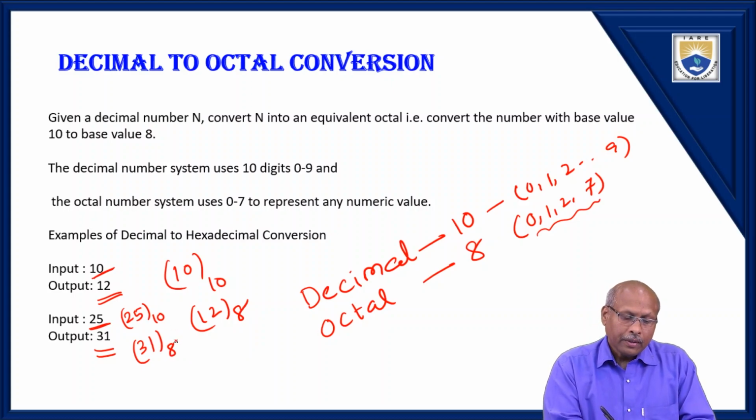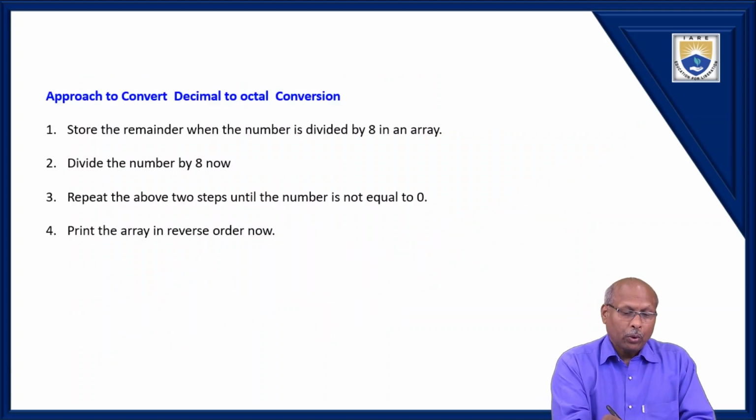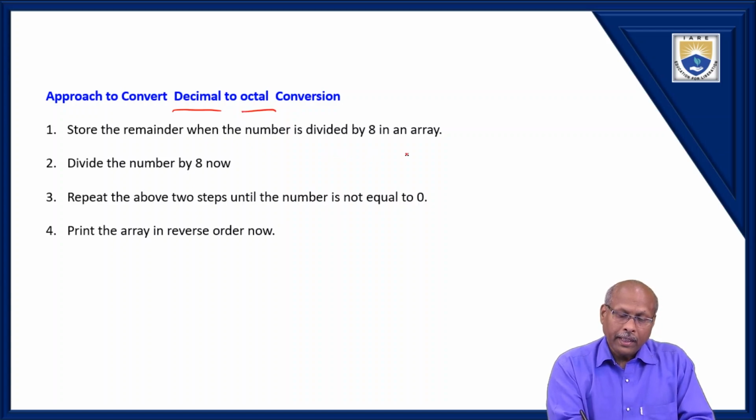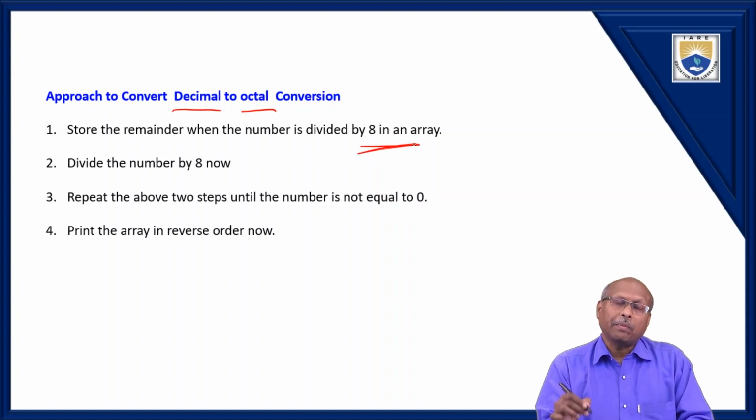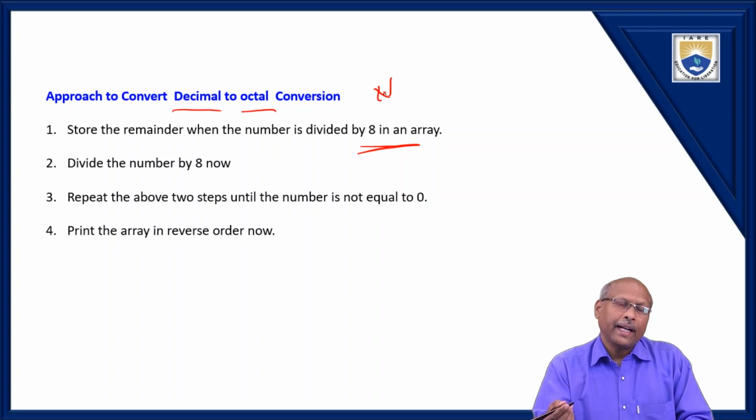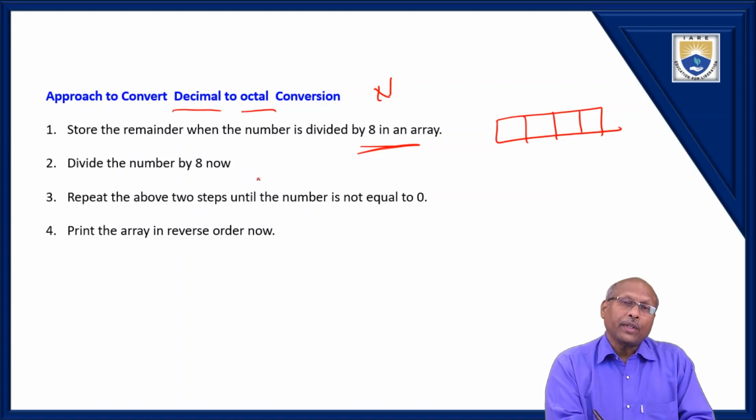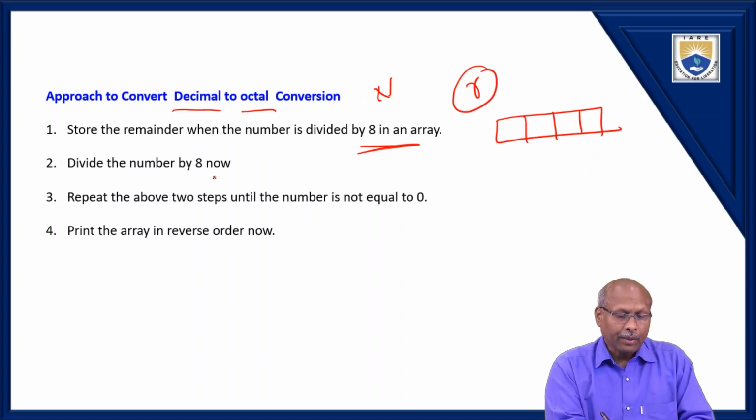Okay. So now we have to see how you can convert from decimal to octal. The approach: first, store the remainder when the number is divided by 8 in an array. If I give a number n, you divide the number by 8 and take the remainder, and store that remainder in an array. After storing the remainder, take the quotient, then again divide by 8.